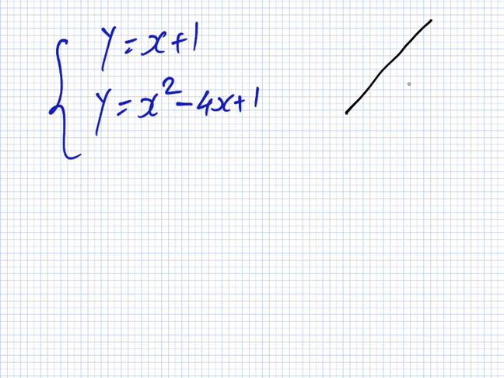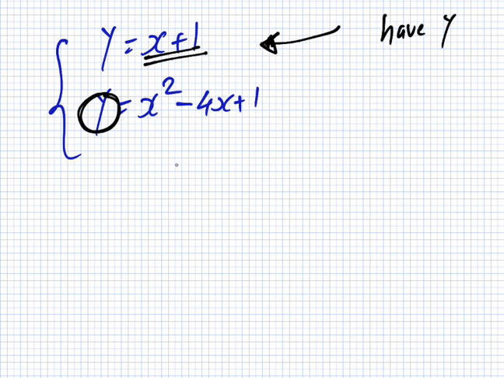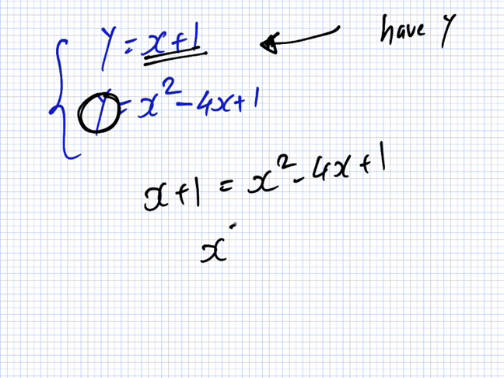Okay, so like I said, we can use graph or substitution. So let's use substitution. If you look here, you already have y. So what you can do is replace this y with that. So you get x plus 1 equals x squared minus 4x plus 1. So you get x squared minus 5x. In this case, the 1's cancel, so it's equals 0.